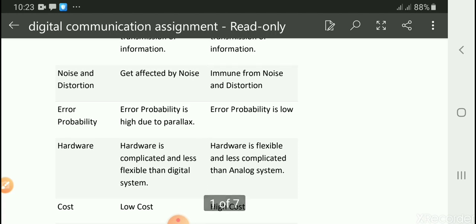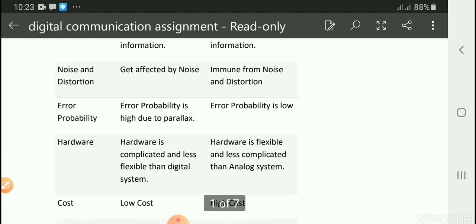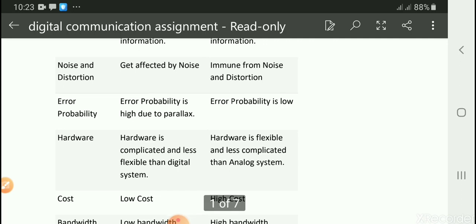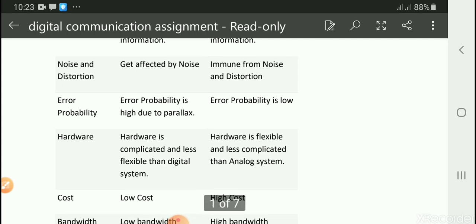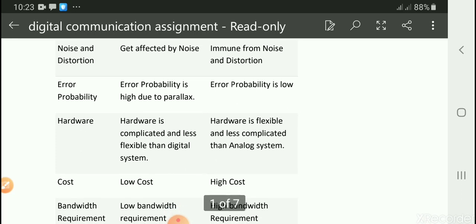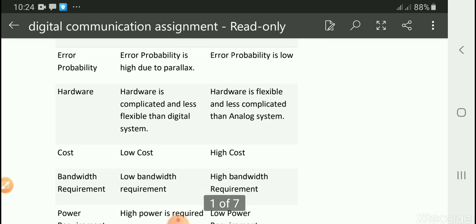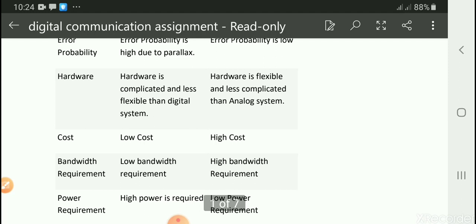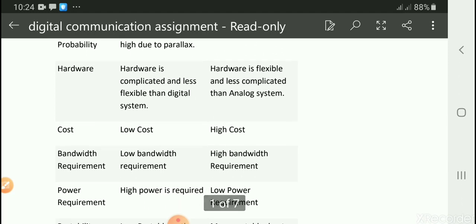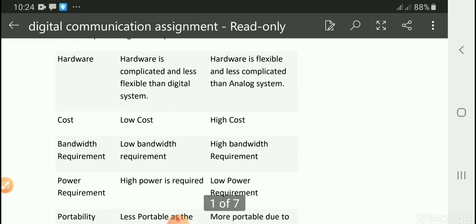Hardware. In analog communication system, hardware is complicated and less flexible than digital system. In digital communication system, hardware is flexible and less complicated than analog system. Cost. Analog communication system is low cost, digital communication system is high cost.